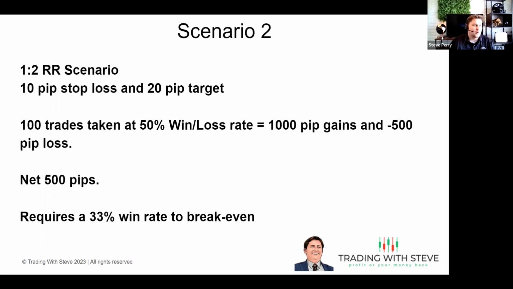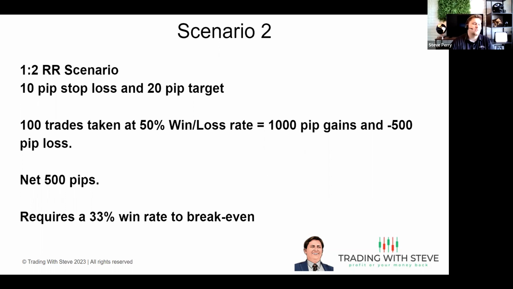So an example of this would be having a trading strategy that generally has a 10 pip stop loss and a 20 pip target. That's a 1-to-2. Another example would be maybe a 100 pip stop loss and a 200 pip target. That's a 1-to-2. All right. And if you were to take 100 trades with this strategy or model, and you won half of your trades, you would actually be pretty profitable, right? Just at a 50% win rate. So you're only winning 50% of the time, but you're profitable.